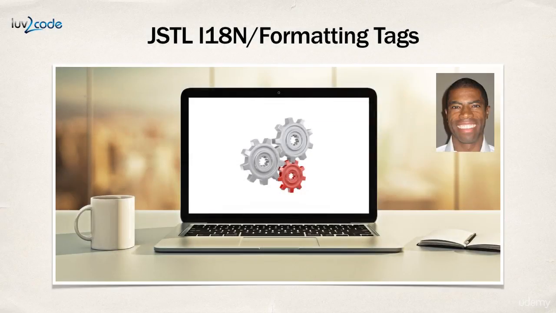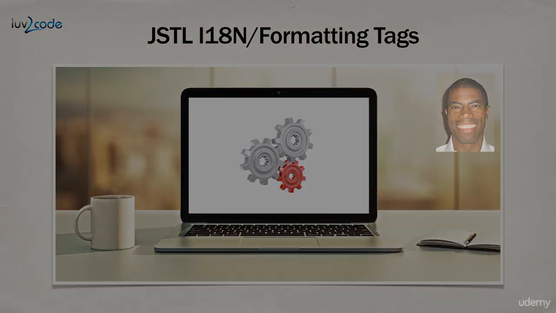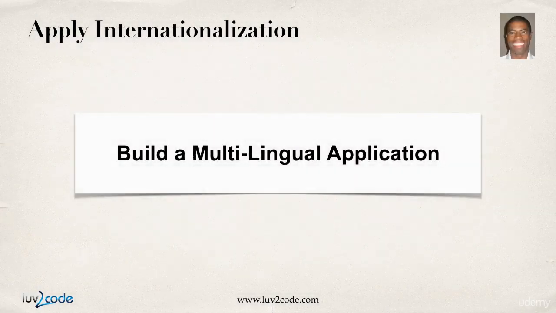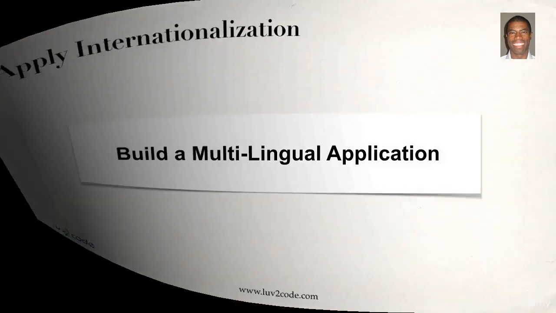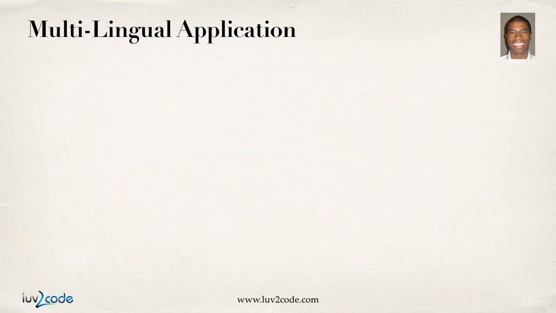Hey, in this video, we're going to cover the JSTL internationalization and formatting tags. So the main objective here is that we actually want to apply internationalization. So we actually want to build a multilingual application. So again, we want to build an app where we can change to different languages without having to modify the source code.